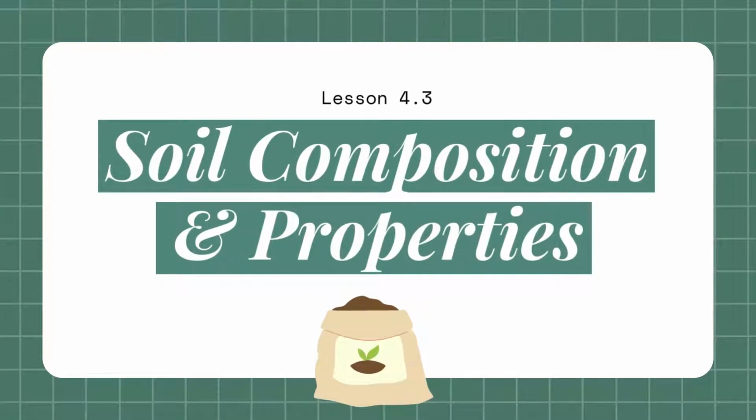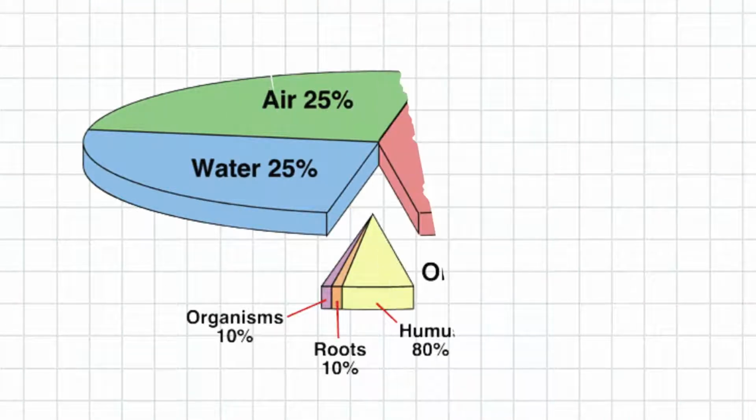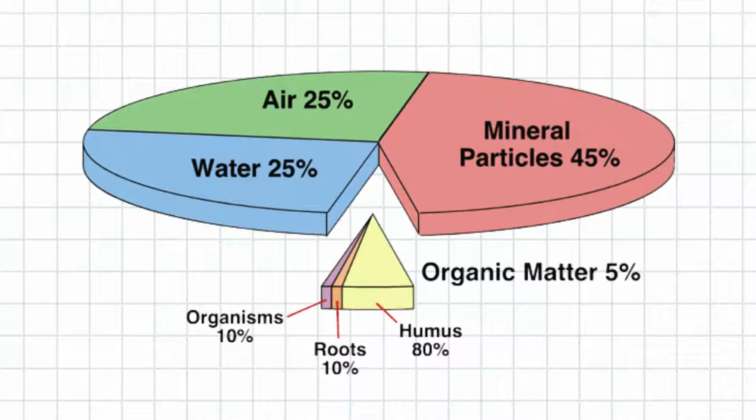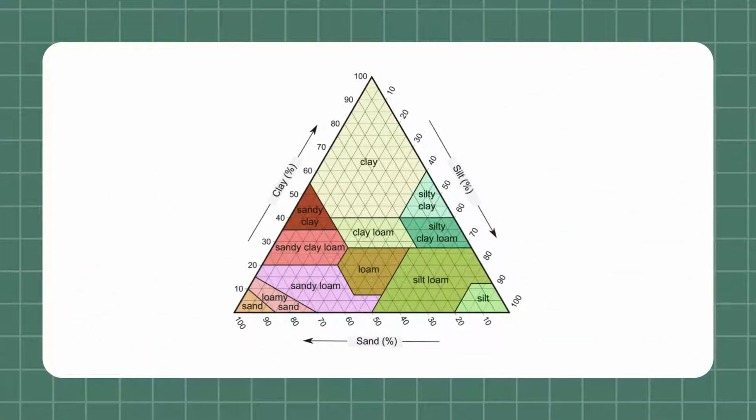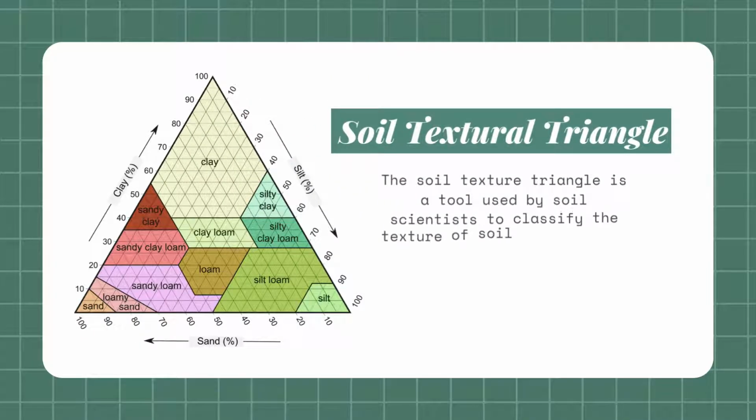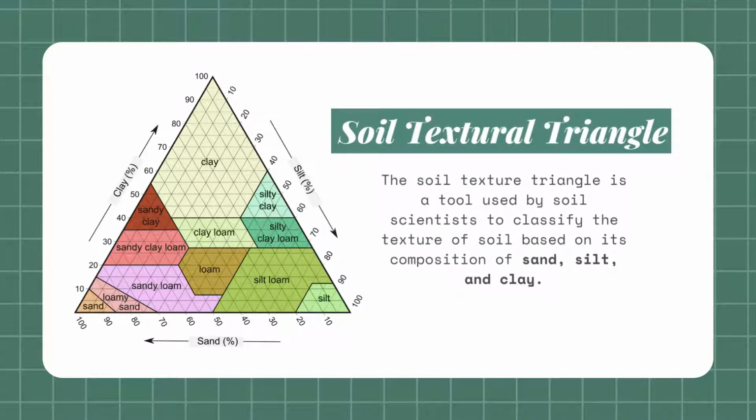Lesson 4.3. Soil composition and properties. Now, to backtrack here, as a reminder, soil is made of many, many things, and its composition will also influence its many properties. So one of the things that soil is made up of are mineral particles, more specifically things like sand, silt, and clay. Now, the composition of sand, silt, and clay influences the soil texture. For example, here you can look at the soil texture triangle. The soil texture triangle is a tool used by scientists to classify the texture of soil based on its composition of sand, silt, and clay.